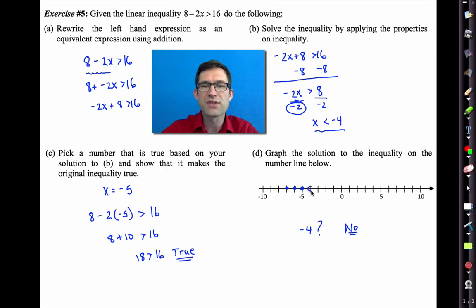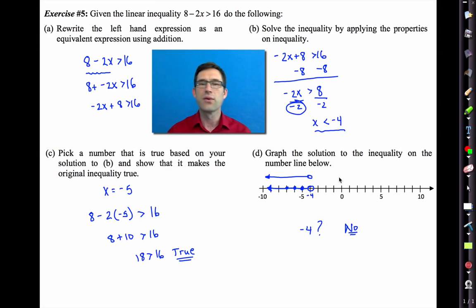So what I'm going to do is circle negative 4. I'm not going to color it in, and then I'm going to color in everything to the left. Again, if you like to color above the number line, it would look something like this. All right, the circle indicates that everything up to negative 4 is colored, but not negative 4 itself.